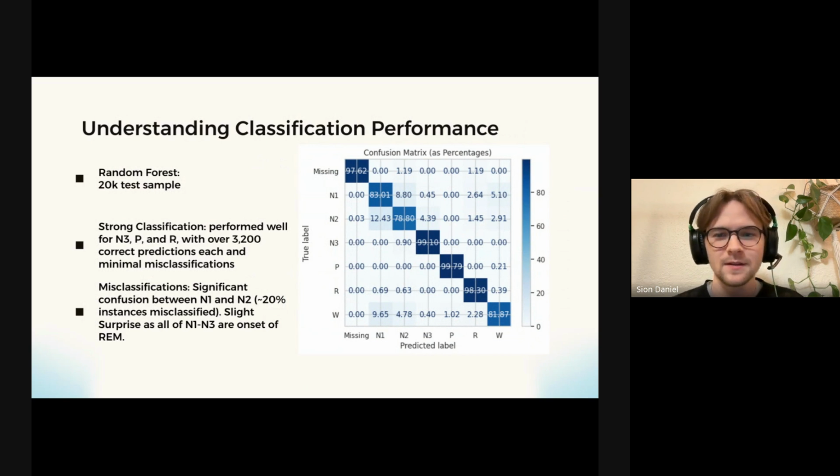However, some challenges do still remain. For example, 15% of N1 were misclassified as N2 and 6% as wake, reflecting difficulty in distinguishing between light and deeper sleep. So overall, our model's high precision in identifying deep sleep states is really impressive, but future enhancements should focus on refining classifications for the lighter stages, N1 and N2.